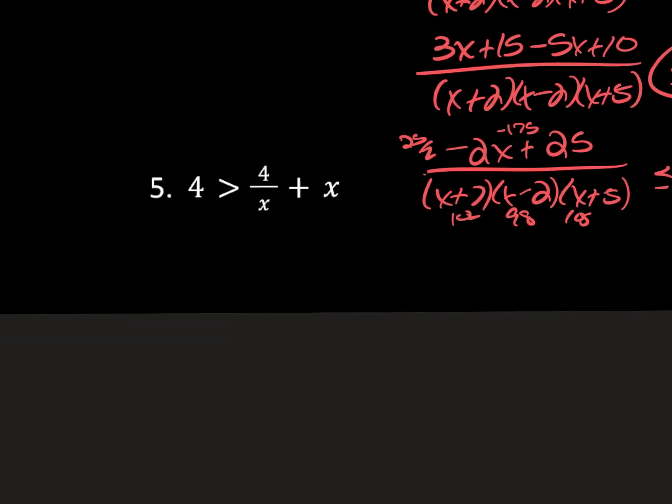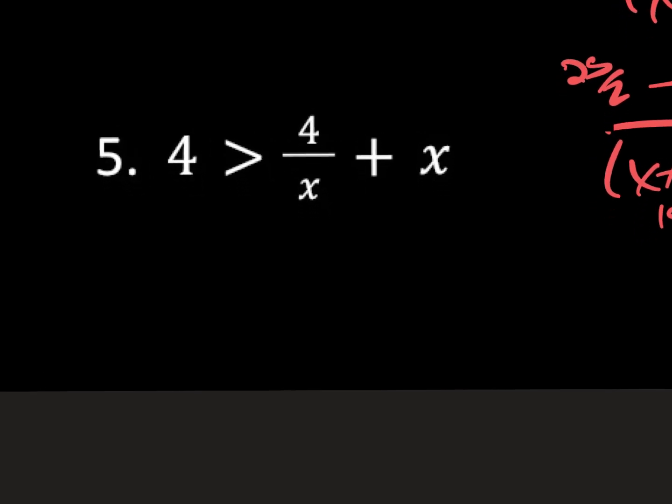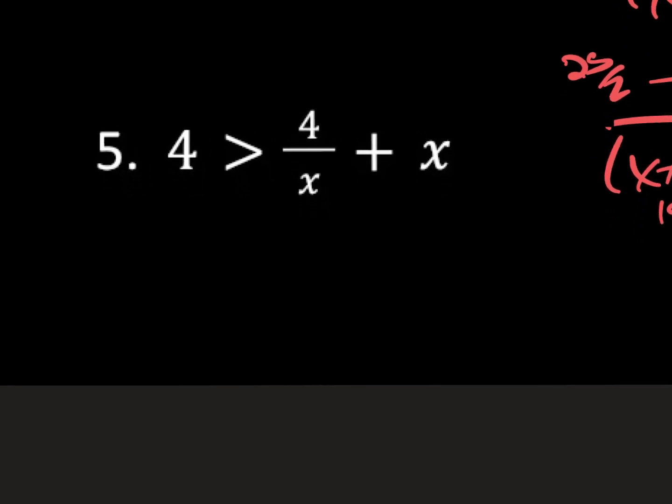Let's go to number 5. Last one of these, you're probably saying, thank goodness. All right, so first step, let's just move everything over. So I got 4 minus 4 over x minus x. Actually, that wasn't very smart. I'm going to erase that. Let's move everything over to the x side.